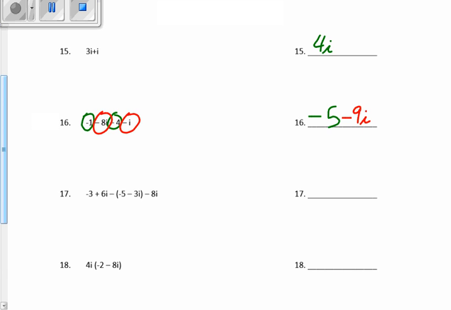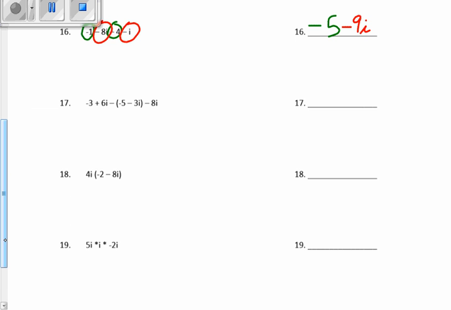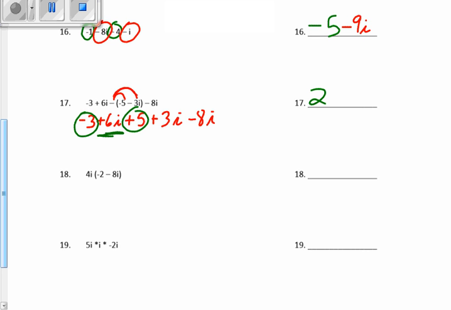17. We have -3. Well, hold on. The thing that everybody forgets is to distribute the negatives. So I'm going to rewrite this with distributing the negatives so then I can drop the parentheses. Minus a -5 is a +5. Distribute to the -3i is a +3i. Now let's gather like terms. -3 plus 5 is 2. 6i plus 3i is 9i, minus 8i, one i left. So 2 plus i.